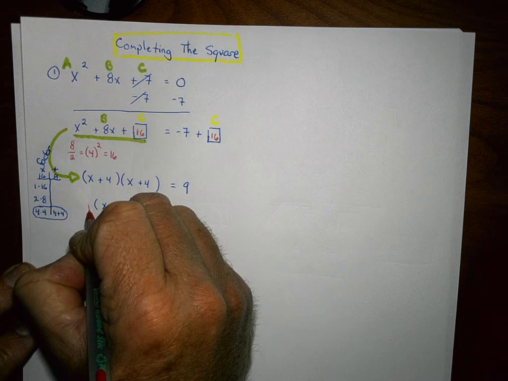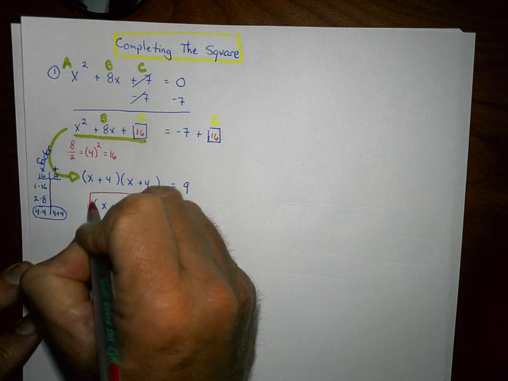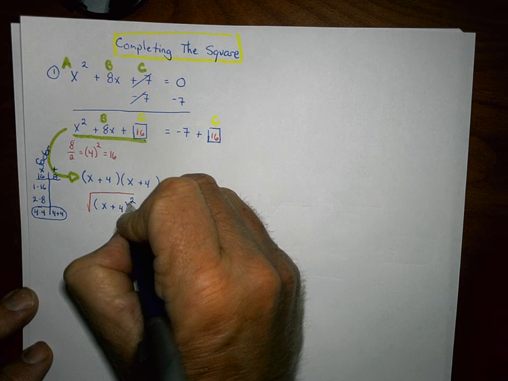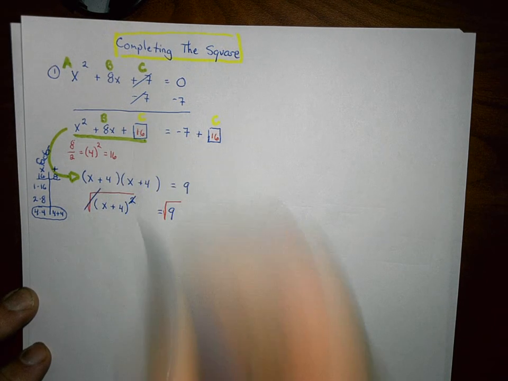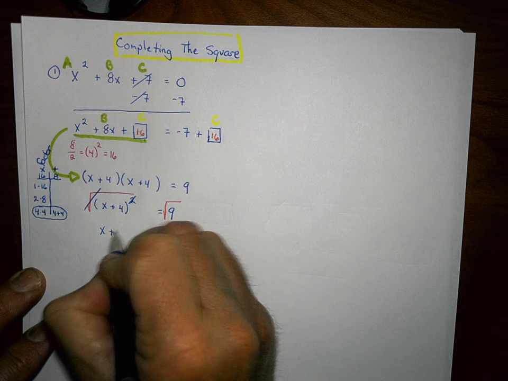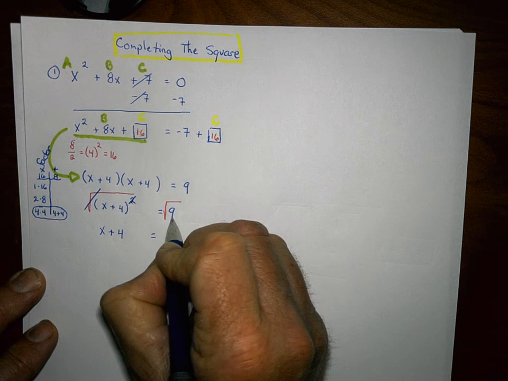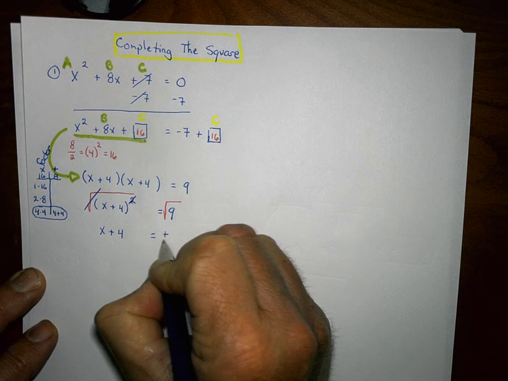So we're going to take the square root of both sides of the equation. That is going to eliminate this exponent of 2 because the square root would cancel it out. And then we would be left with x plus 4, and we could drop the parentheses because the 2 got eliminated, is equal to, and what's the square root of 9? Remember, it's positive or negative 3.